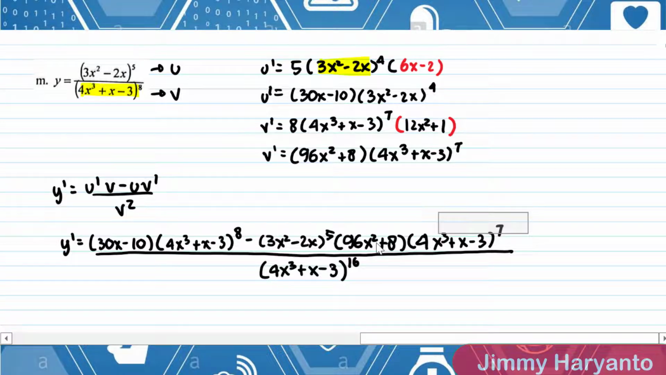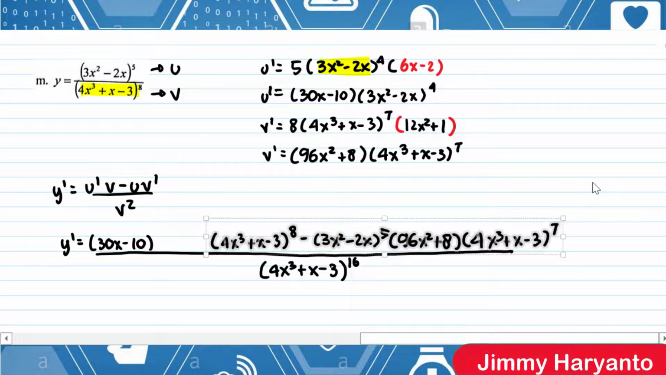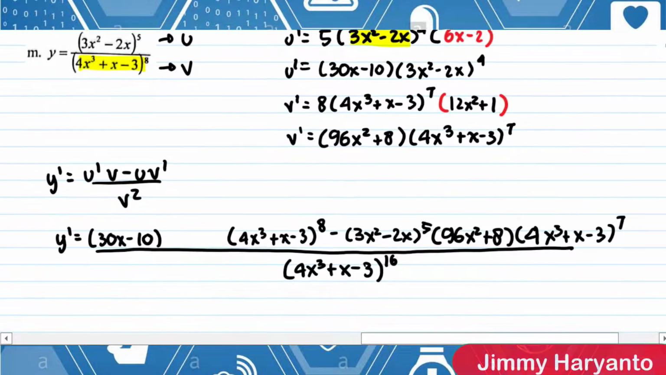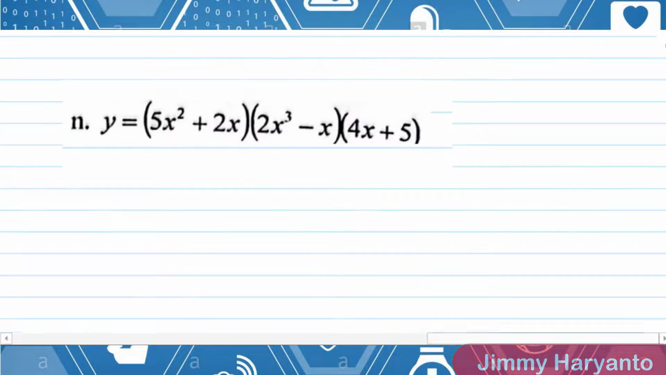Oh, never mind, I forget something again guys, 2 times. Okay, I'm so sorry that I'm so clumsy today. So we forgot 3x squared minus 2x to the power of 4 guys.